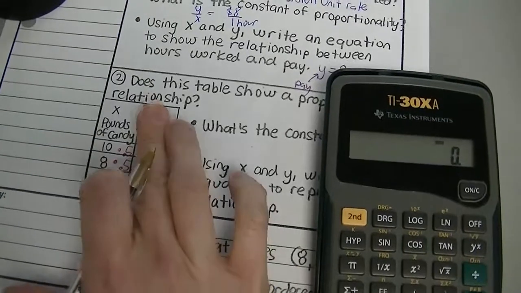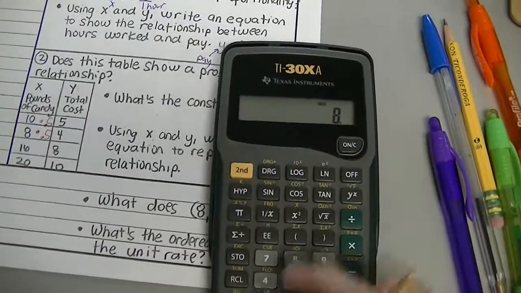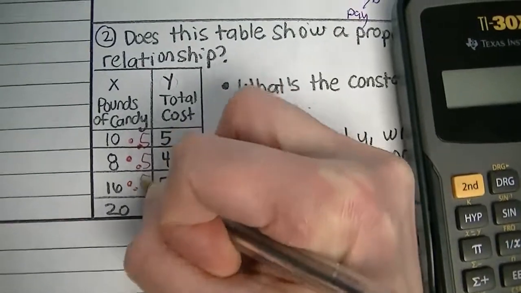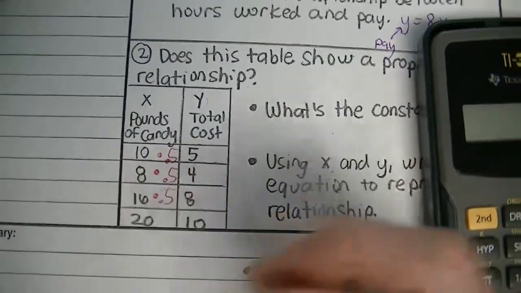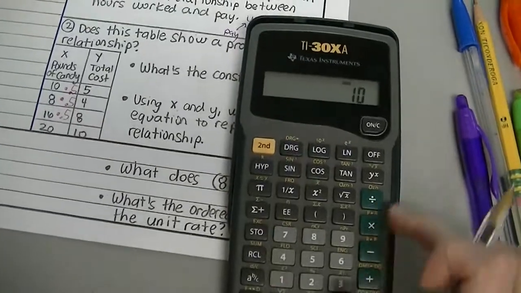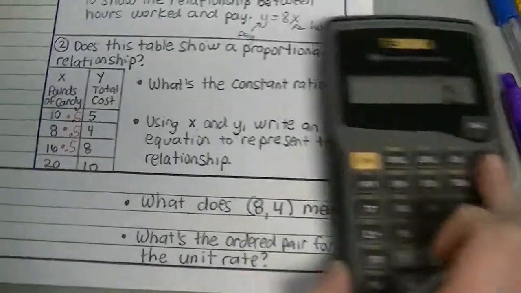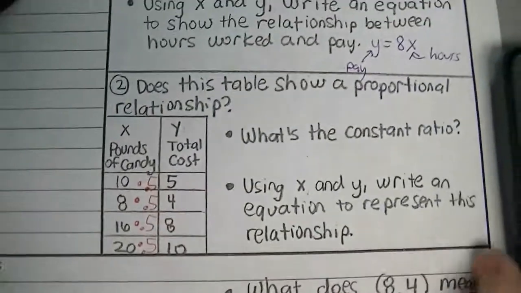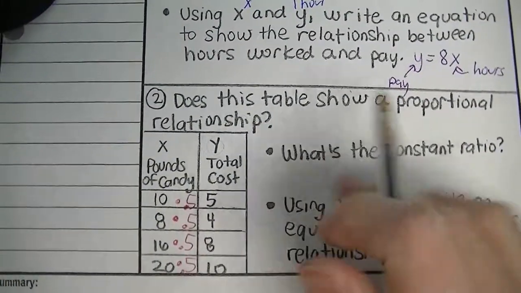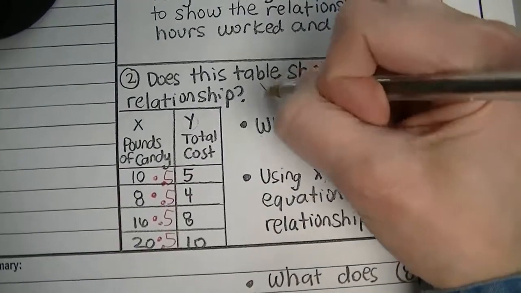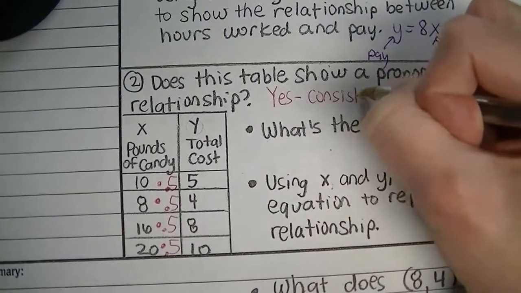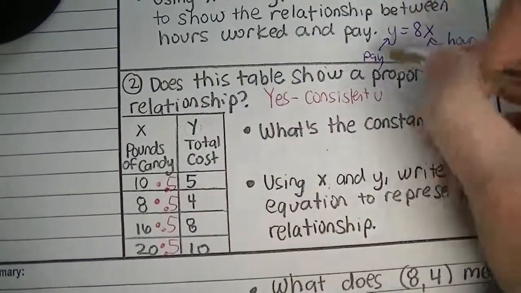8 divided by 16, because it's y divided by x. Oh, it's also 5 tenths. And 10 divided by 20, also 5 tenths. So based on that information, does this table show a proportional relationship? Yes, because there's a consistent unit rate for all the values in the table.